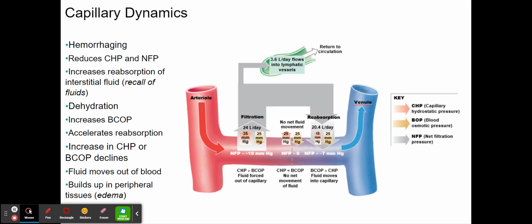If dehydration occurs, the plasma volume decreases due to water loss, and the concentration of blood proteins increases. The increase in BCOP accelerates the reabsorption and recall of fluids, which delays the onset and severity of clinical signs and symptoms. If the CHP rises or the BCOP declines, fluid moves out of the blood and builds up in peripheral tissues, a condition called edema.